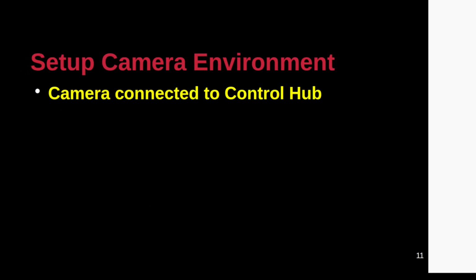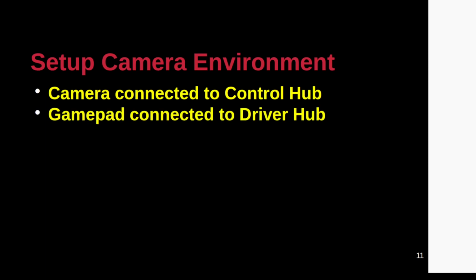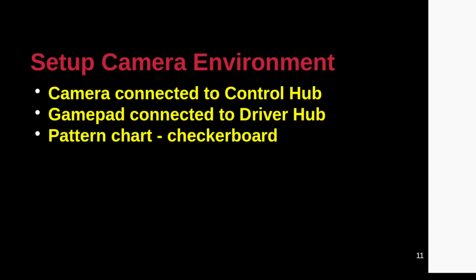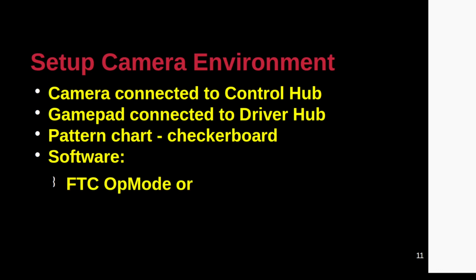It is preferable to have the camera mounted on the robot and connected to the control hub. The FTC OpMode to capture images for calibration requires a gamepad that is attached to a port on the driver hub. The recommended test pattern is a checkerboard.